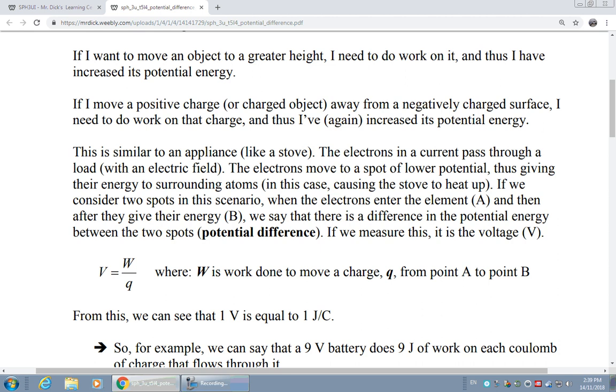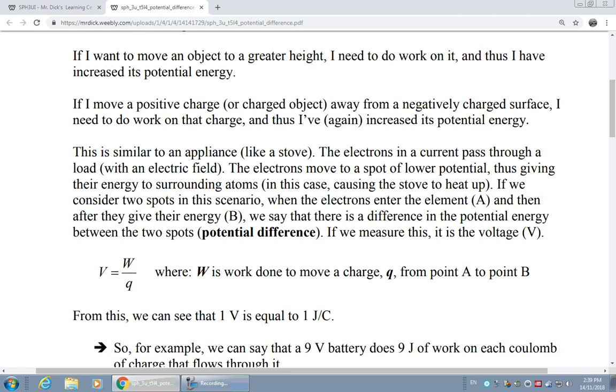Now think about that in terms of a positive charge. Instead of an object moving to a higher height, imagine that I take a positive charge, or some positively charged object, and I try and move it away from a negatively charged surface. Well, because those are going to attract each other, I need to do some work to pull them apart, to separate them. And so as I pull them apart and separate them, I've once again increased the potential energy of that positive charge. It's a similar idea to what's happening inside of some appliance that's using electrical energy.